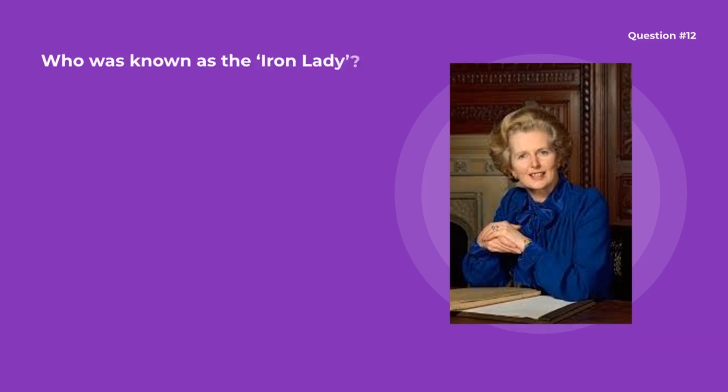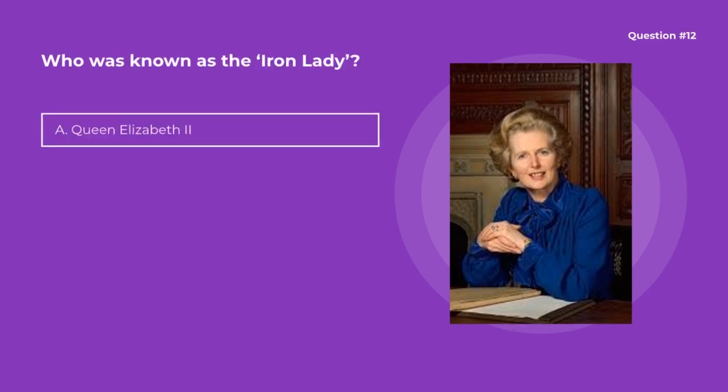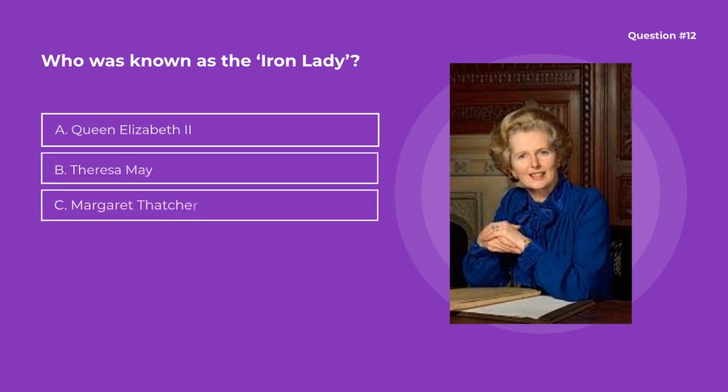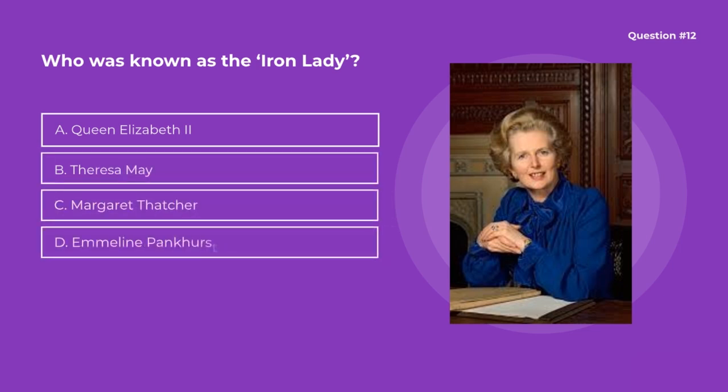Question number 12. Who was known as the Iron Lady? Options are A. Queen Elizabeth II, B. Theresa May, C. Margaret Thatcher, D. Emmeline Pankhurst. The correct option is C. Margaret Thatcher. Margaret Thatcher was called the Iron Lady due to her strong leadership style.